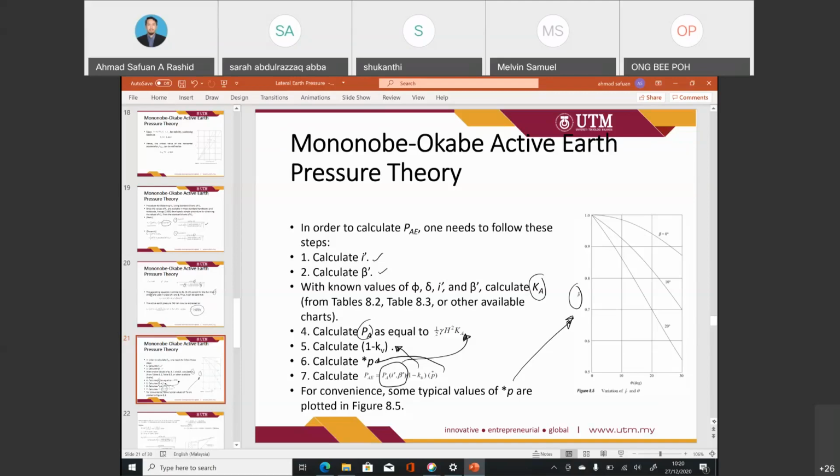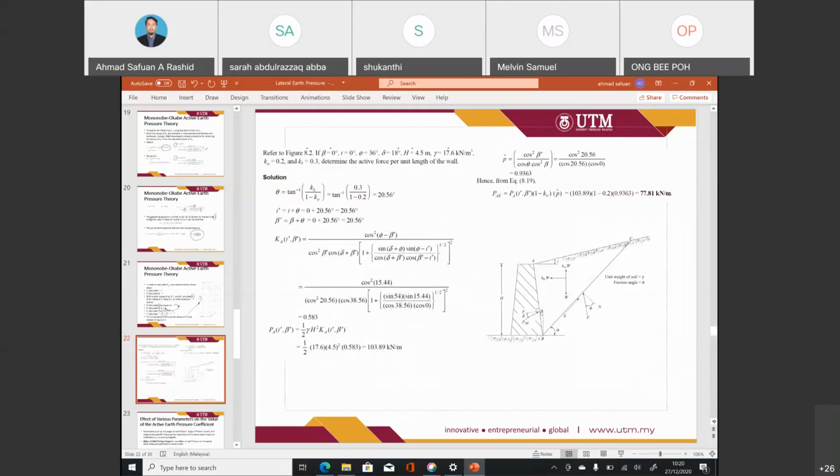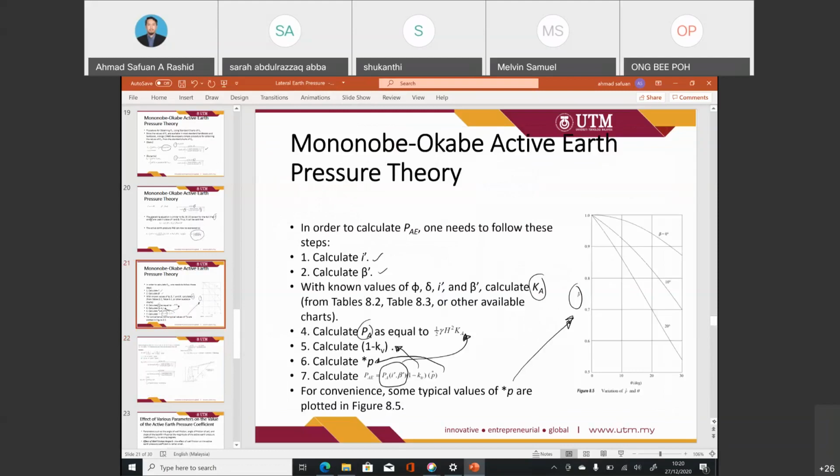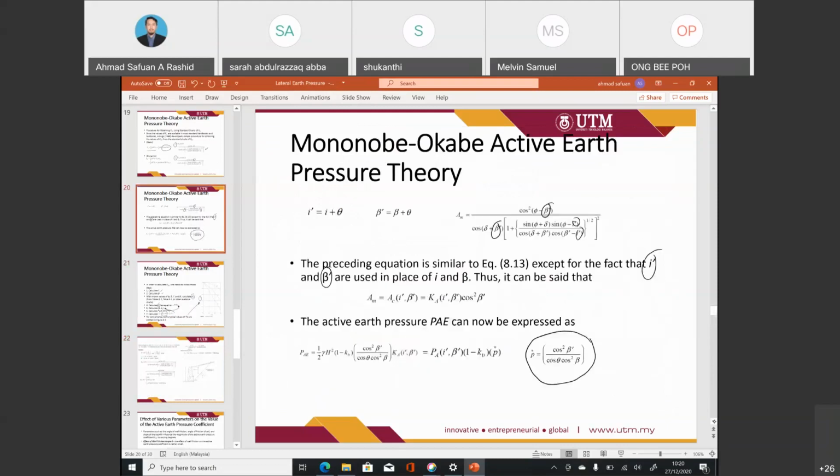I provide one example, but we may refer to the procedure on this page. So this is an example on how to use the Mononobe-Okabe approach, as improvised by Arango. The first step is to calculate i prime and beta prime, where we can get the i prime and beta prime on this page.